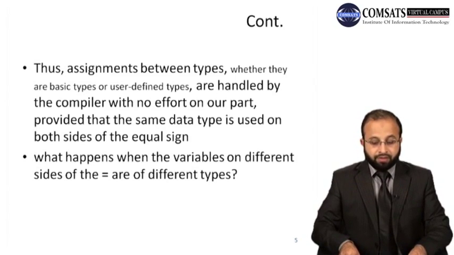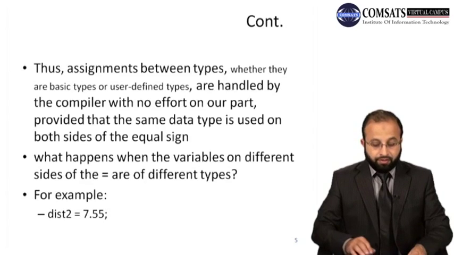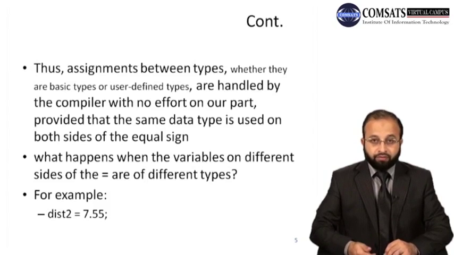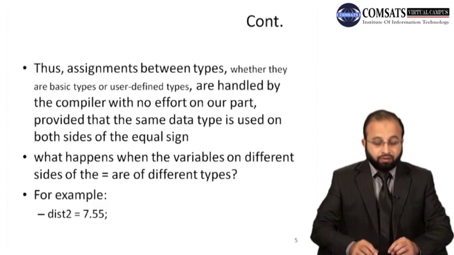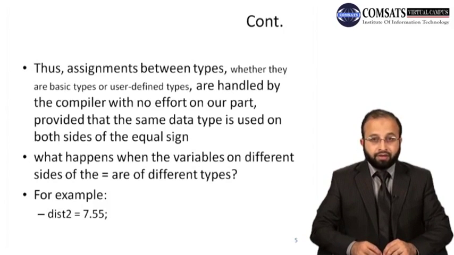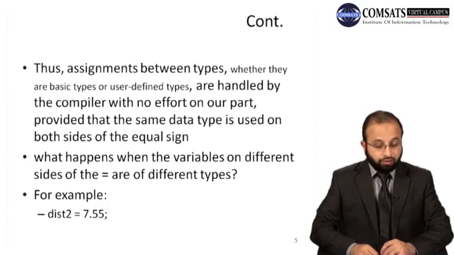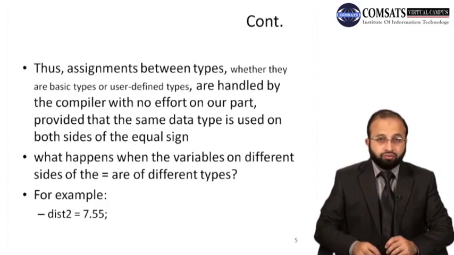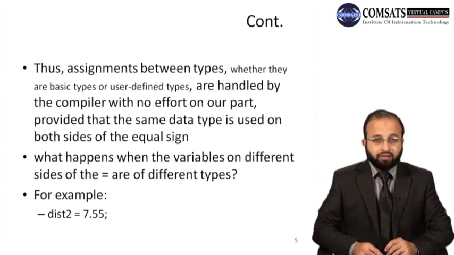So what happens when the variables on the different sides of the equal are of different types? So दोनों different type के हों. For example, if we want to assign a floating point value to dist2, let's say, then what we have to do, कि हम कोई भी floating point value distance object को assign कर रहे हैं. Now the types on either side of the equal sign are different. The object on the left side, that is dist2, is an object of the distance class, and the value on the right side is basically a floating point value.